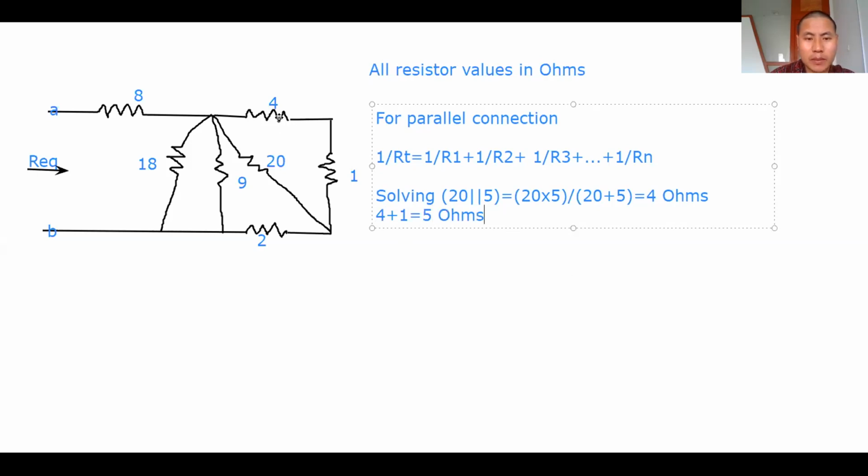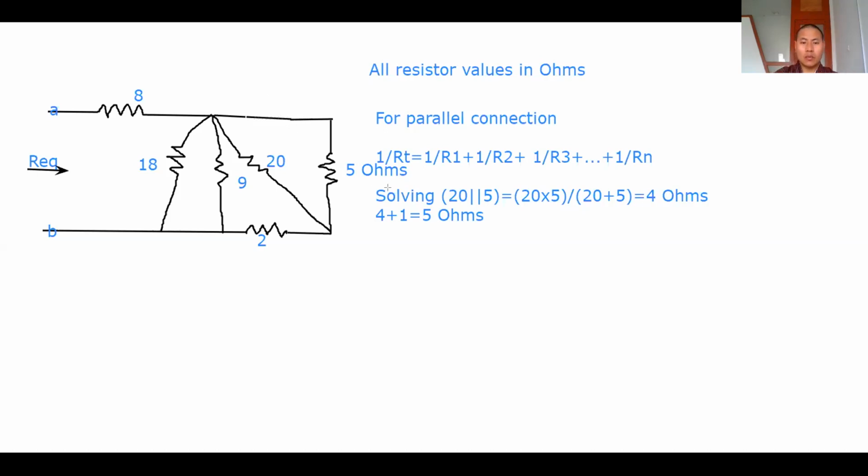So we can replace this 4 plus 1 ohm with the 5 ohms. Then we have to redo the circuit. It looks something like this.